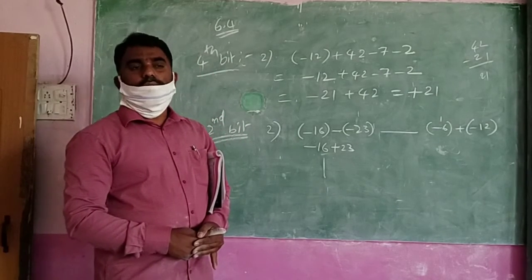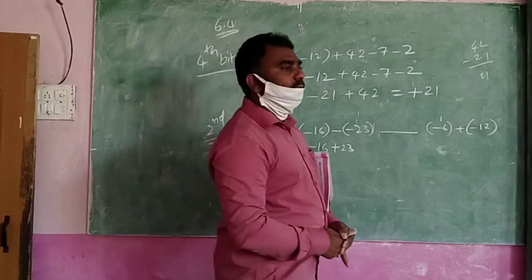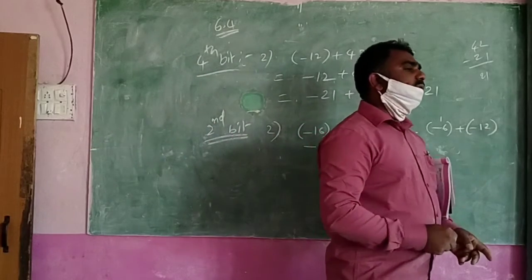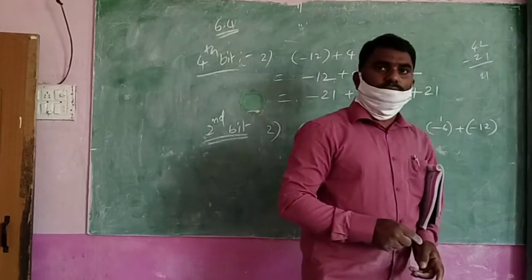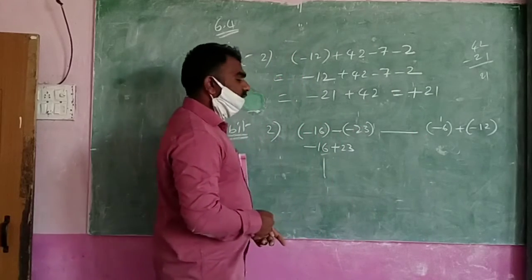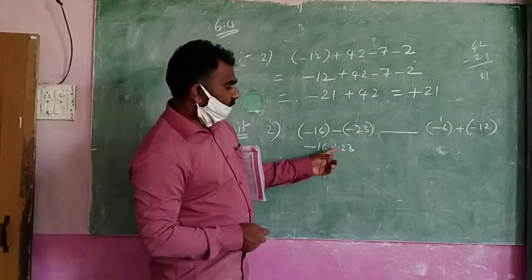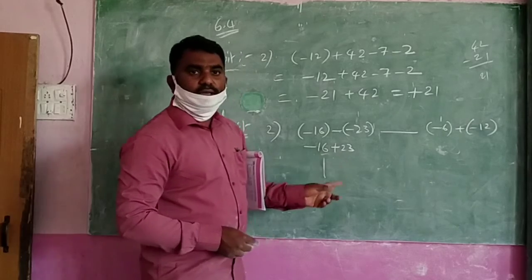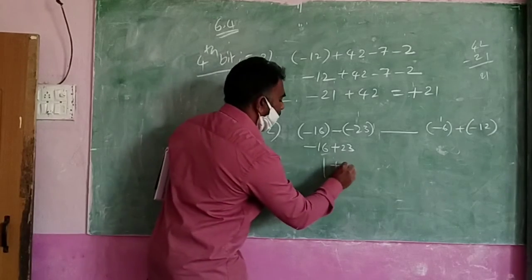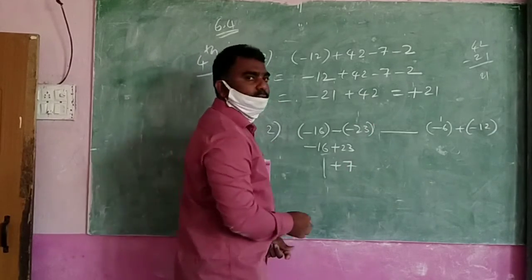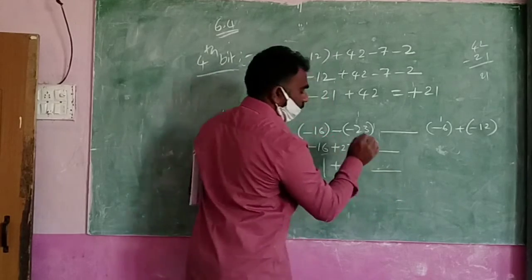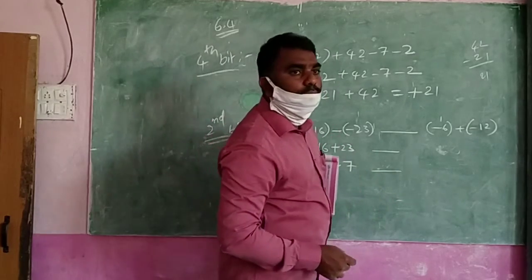Difference between 23 and 16 is 7. Yes or no? Difference means you have to do the subtraction. 23 minus 16 will be 7. And where are we, up or down? Because up steps are more now. Yes, so we are up. So what is the answer? Plus 7. Okay, that's the answer.